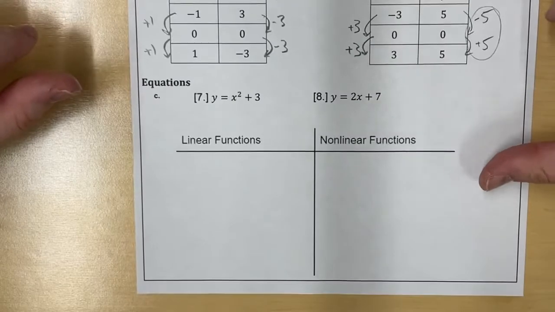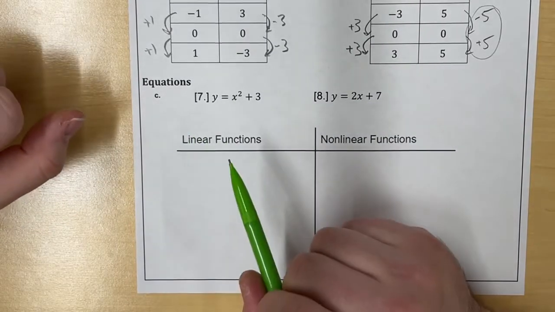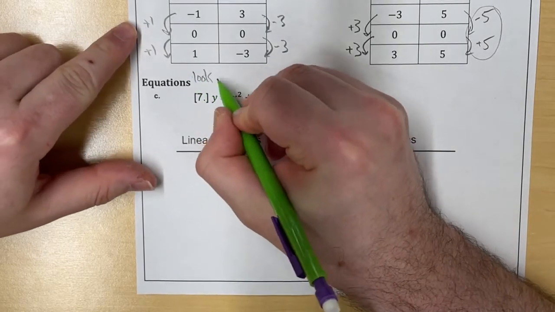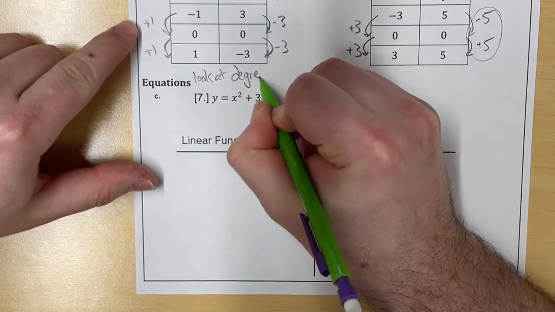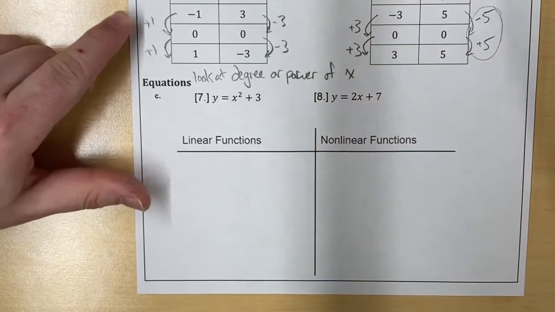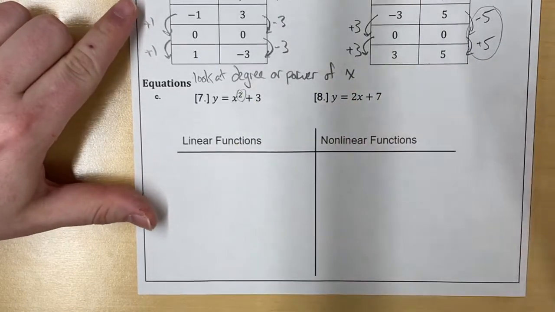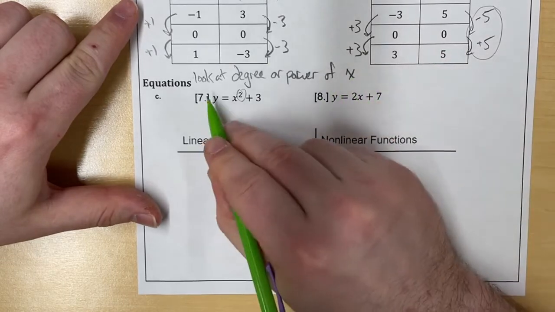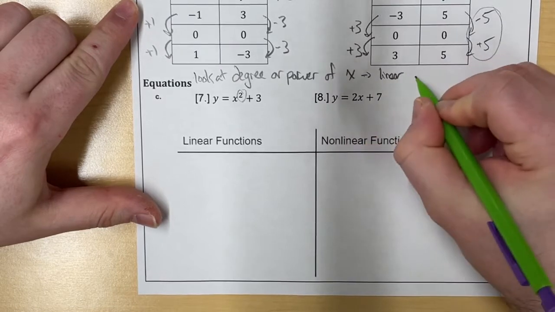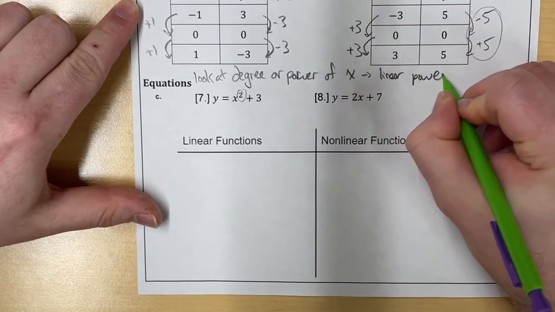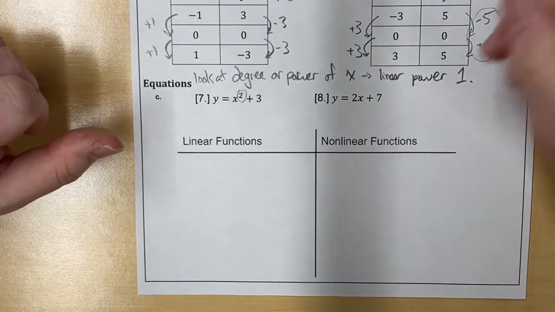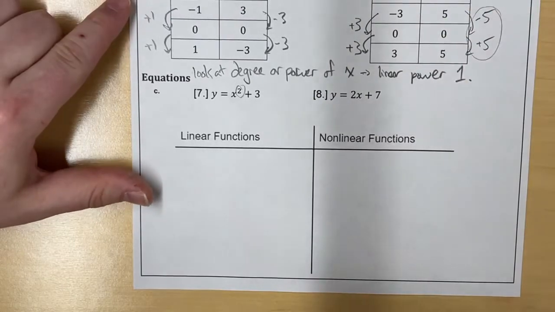And then if you're given an equation in part C, we're going to look at the degree or the power of x. We should know this. We want to say linear is a power of 1, meaning that exponent should just be a 1, or there should be nothing there, because we're saying it's going to be a straight line.